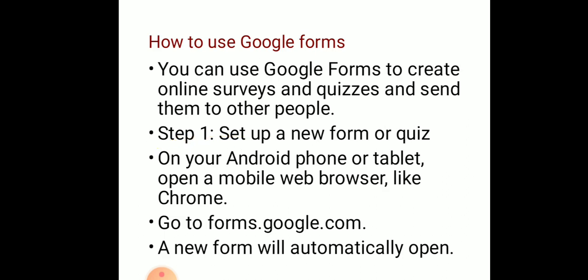How to use Google Forms? You can use Google Forms to create online surveys and quizzes and send them to other people. Step 1. Set up a new form or quiz on your Android phone or tablet. Open a mobile web browser like Chrome. Go to forms.google.com and go to Google Forms. A new form will open automatically.